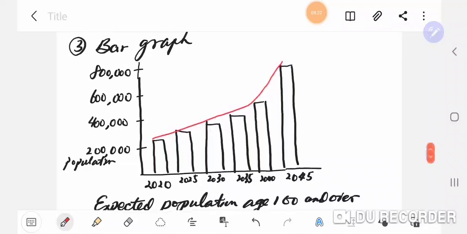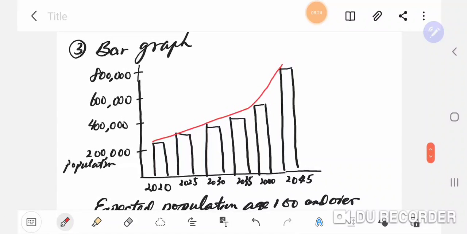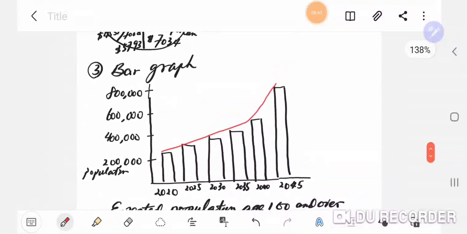So by looking at the bar graph, we can expect that as time passes, the number of people age 100 or over is increasing very fast, steadily. Okay, then let's try a different example.